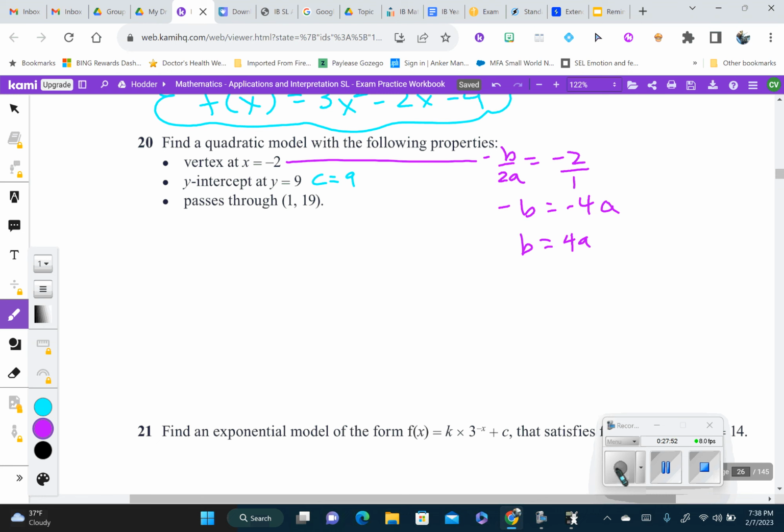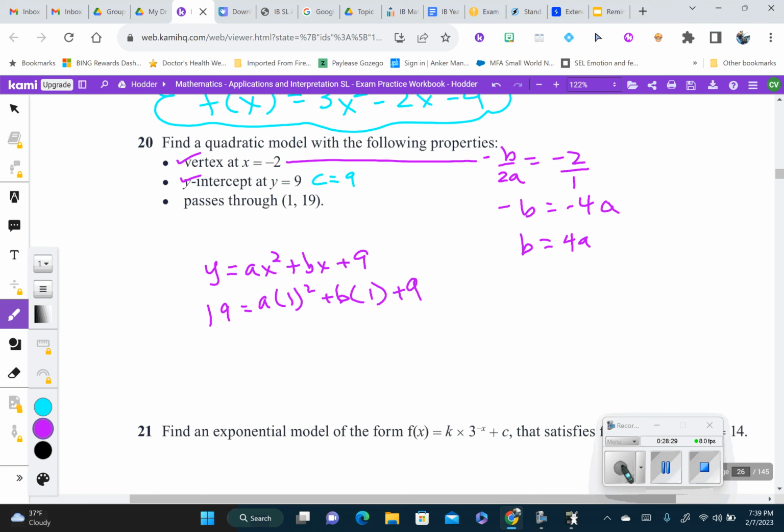Okay. So now I use this first clue, I use the second clue, and it has to pass through this point, 1 comma 19. So I know the quadratic model is y equals ax squared plus bx plus c, and our c is 9, so I'm just going to put the 9 there. Okay, so it has to pass through 1 comma 19, so I'm going to put 19 is equal to a times 1 squared plus b times 1 plus 9. And I'm going to solve this.